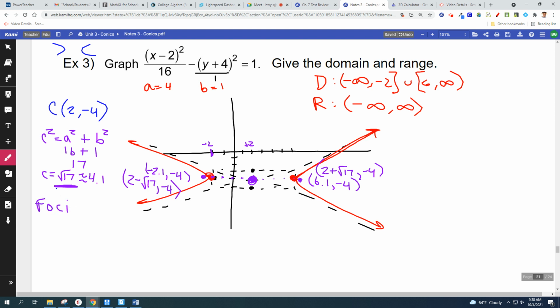Foci. If you had to do Math Excel, they're going to make you say 2 plus square root of 17 comma -4 and 2 minus square root of 17 comma -4. I know that's tough. Okay.